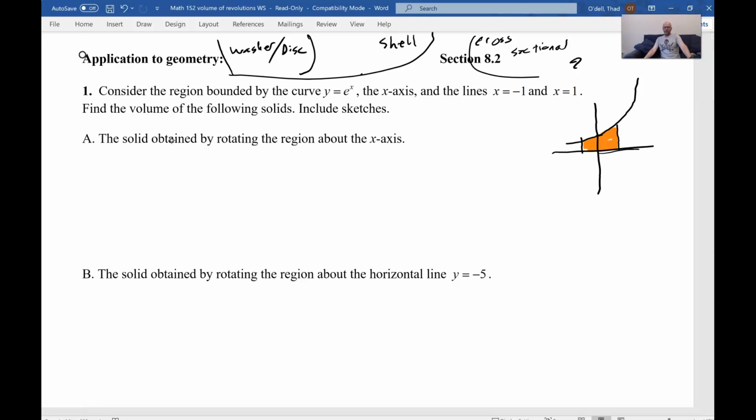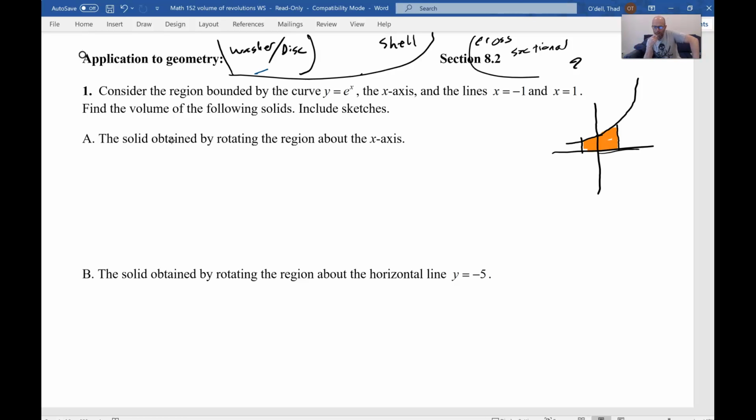Okay. What are we going to do with that region? It says find the volume of the following solids, including sketches. Okay, there's my little beginning of the sketch. The solid obtained by rotating the region about the x-axis. So the fact that I'm rotating it means I'm going to use either washer-disk or the shell. Now the first thing I ask myself is, is there going to be a hole? In this case, notice the x-axis is my line of rotation. So the region is touching the line of rotation the entire way, which means there is not going to be a hole in the 3D solid. So this is going to be a solid 3D solid. There's no hole.